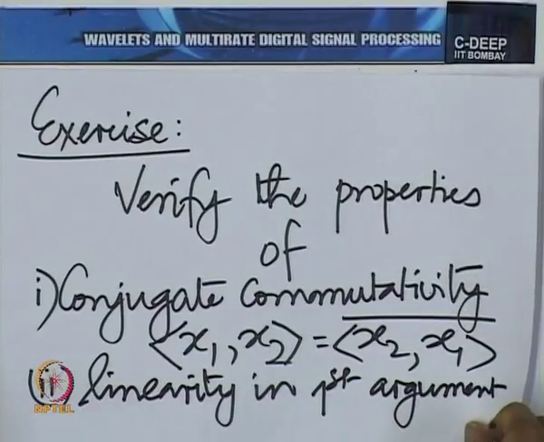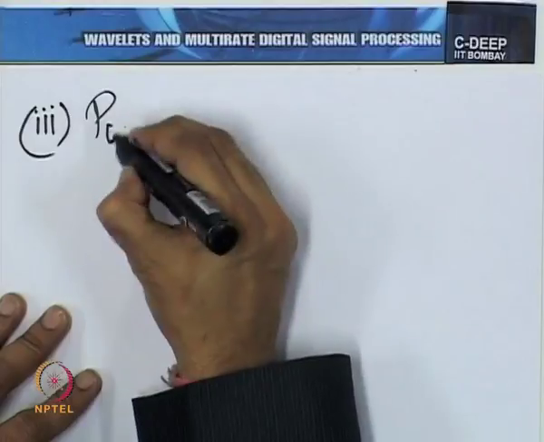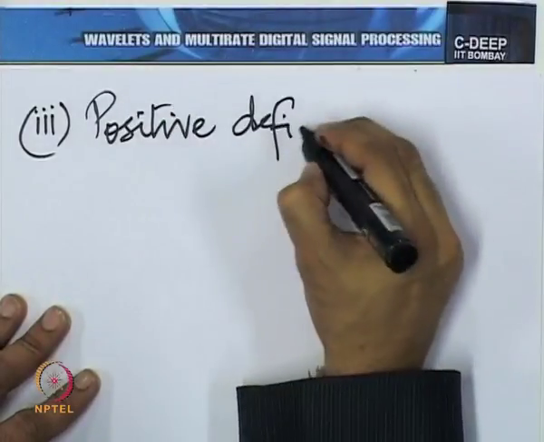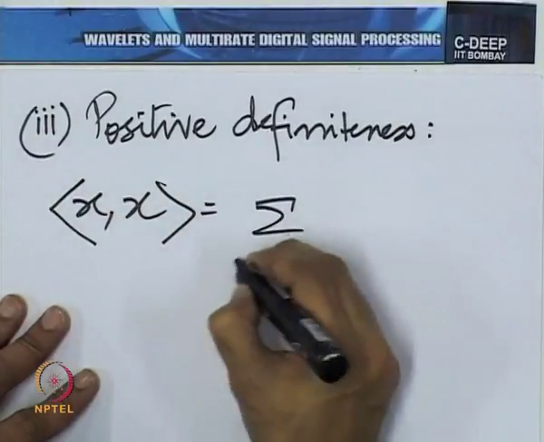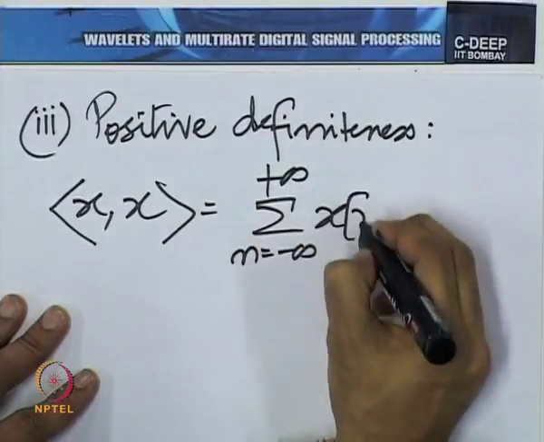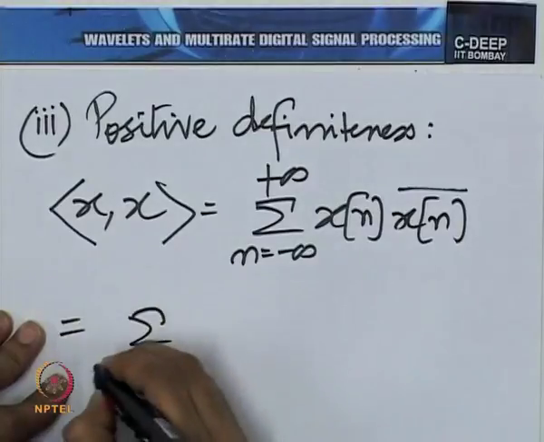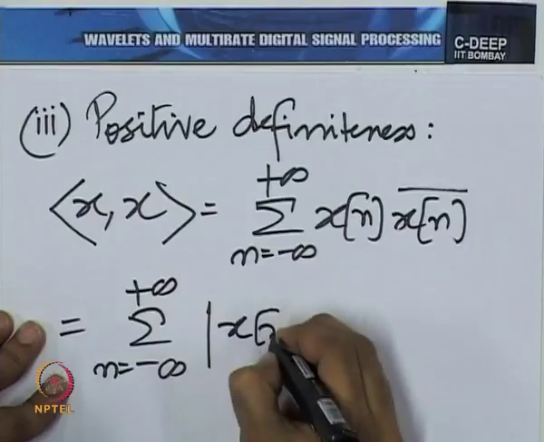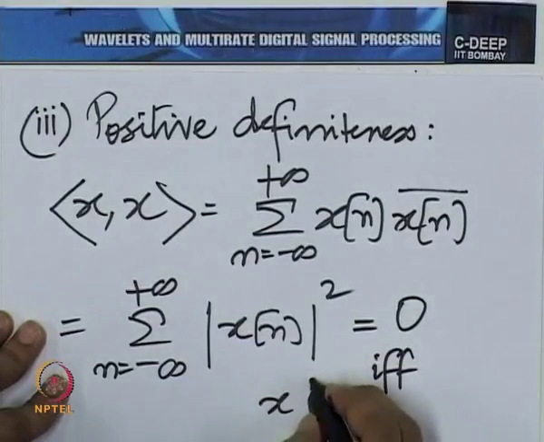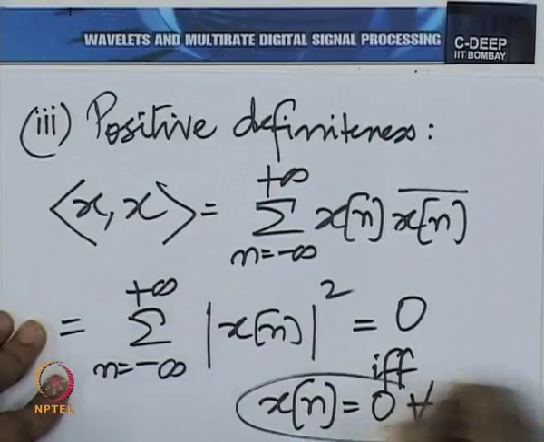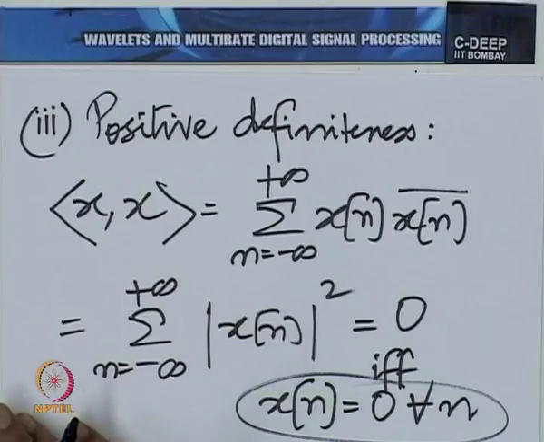But we shall, because it is so important, verify the third property, the positive definiteness. Indeed, if we take the dot product of x with x, it is summation n going from minus to plus infinity x[n] x bar[n], which is summation n going from minus to plus infinity mod x[n] squared. And it is very easy to see that this is equal to 0 if and only if x[n] equal to 0 for all n. Even if one of the coordinates is non-zero, that particular mod x[n] squared is going to be non-zero and it is going to contribute a positive term. And of course, it is very easy to see that each term for every n is strictly positive if x[n] is non-zero.